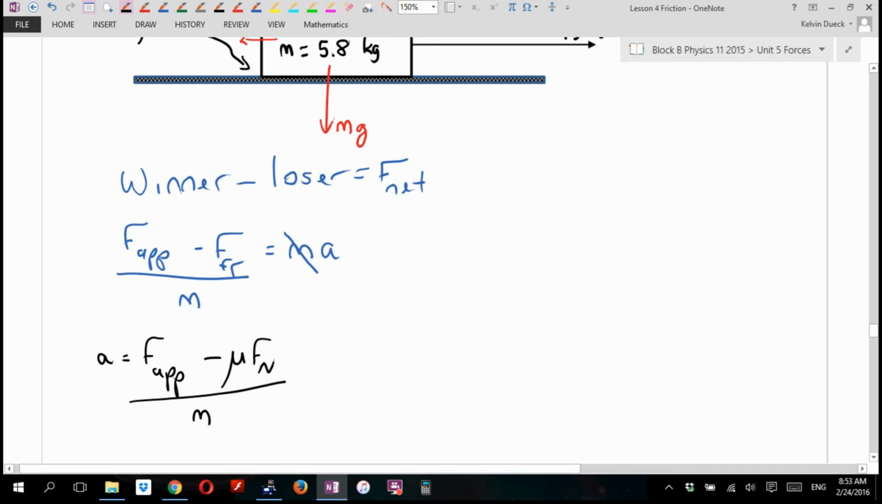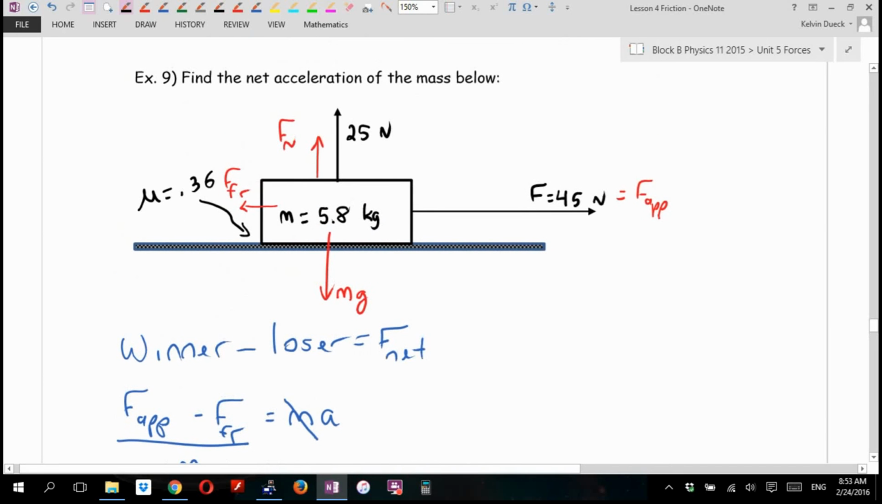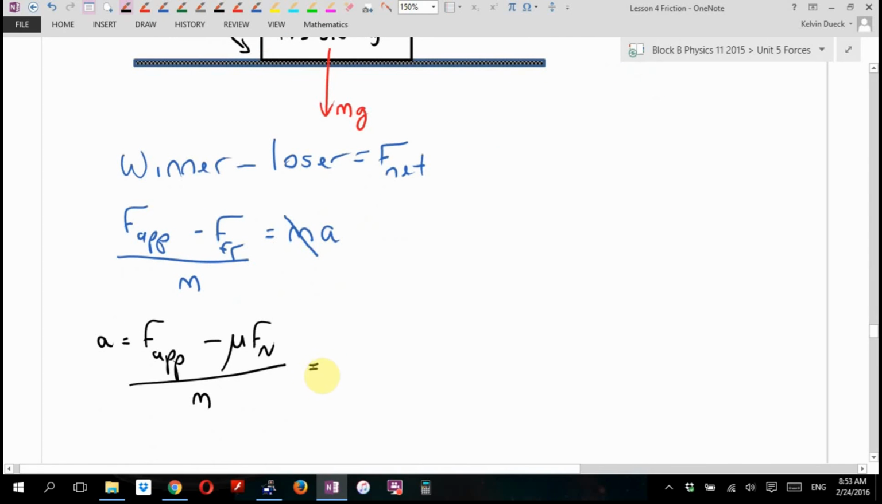Right? I don't know the normal force. Oh, but look, I can figure out the normal force. So you ready? I'm going to go A equals F applied minus mu. There's more than one vertical force going on here, so I'm going to have to be a lot more careful. My normal force is different, and it's going to be over m.